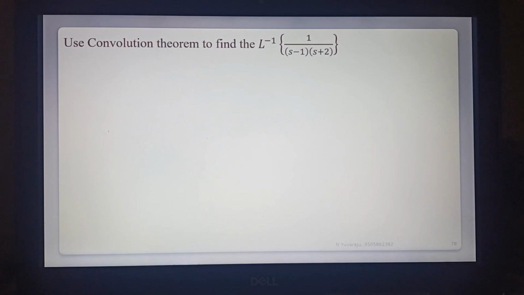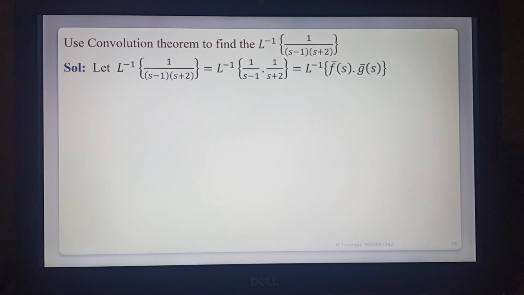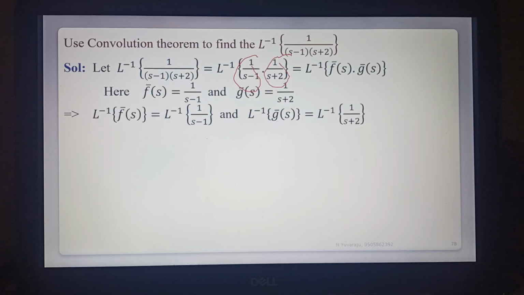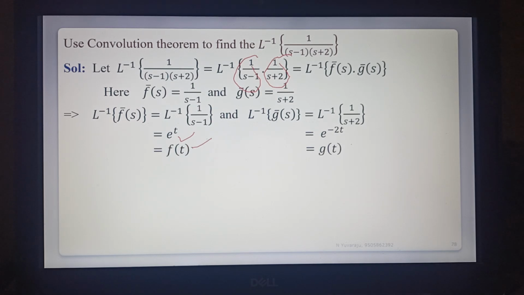Next, another example: use the convolution theorem to find the L inverse of 1 by s minus 1 into s plus 2. That is a product of two functions. This is f of s and this is g of s. Now L inverse of f of s is equal to L inverse of 1 by s minus 1, and L inverse of g of s is equal to L inverse of 1 by s plus 2. So 1 by s minus 1 gives e power t, this is f of t. 1 by s plus 2 gives e power minus 2t, that is g of t.